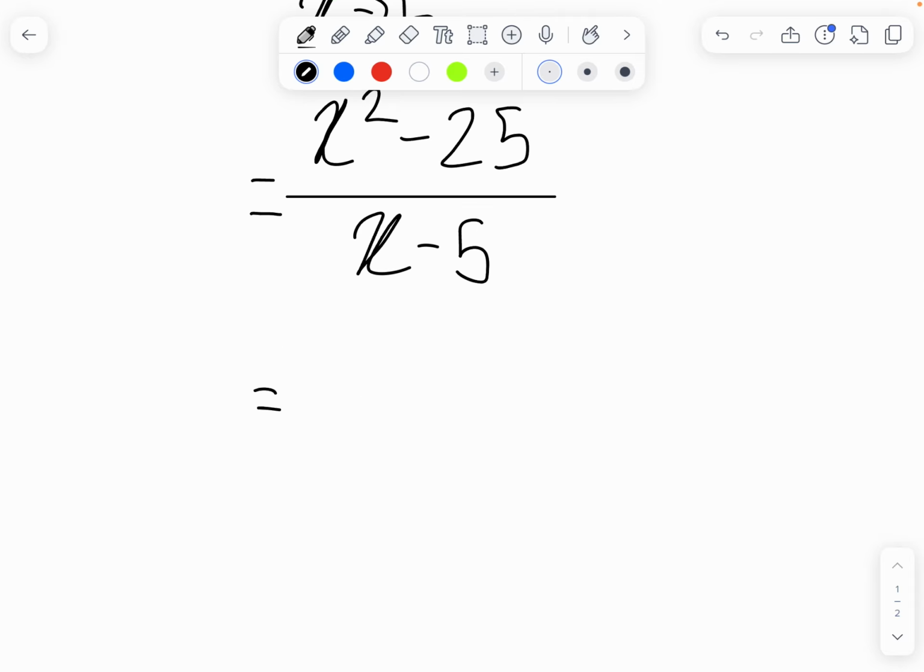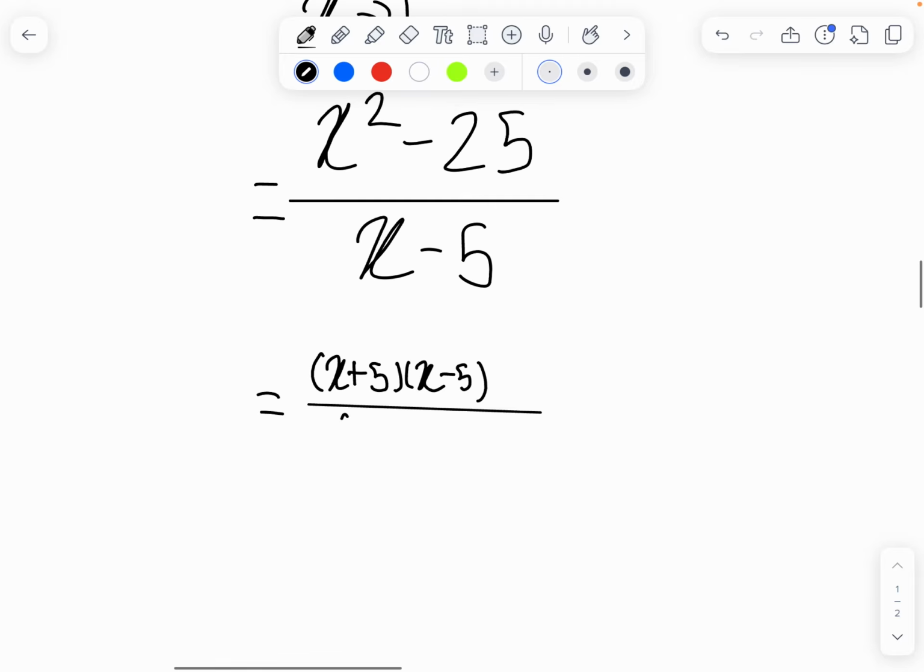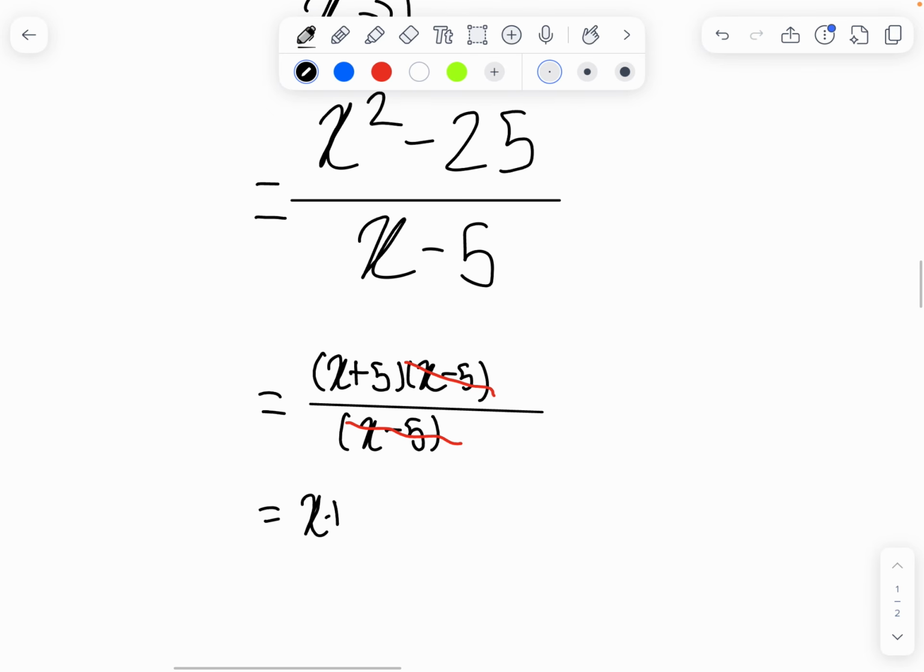So the top is, if we factor that out, that's x plus 5 and x minus 5. And the denominator is x minus 5. So if we cancel out the common factors, we'd be left with x plus 5.